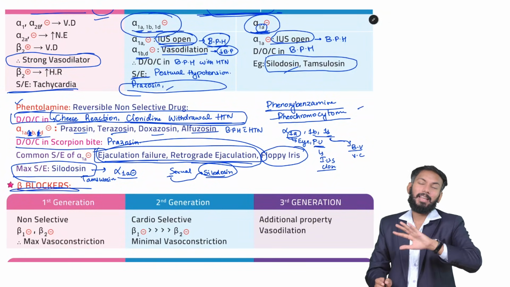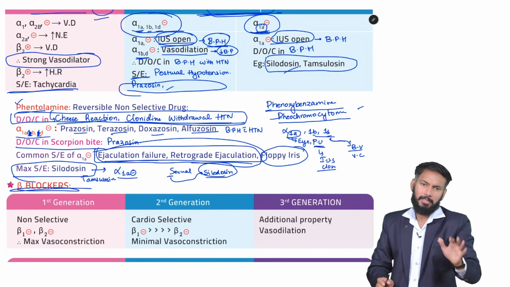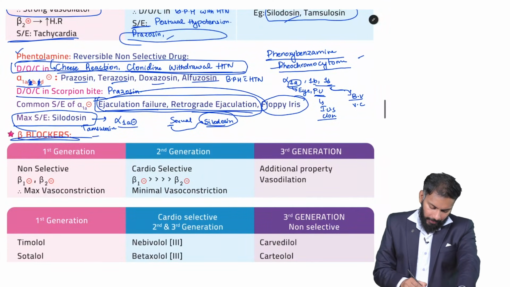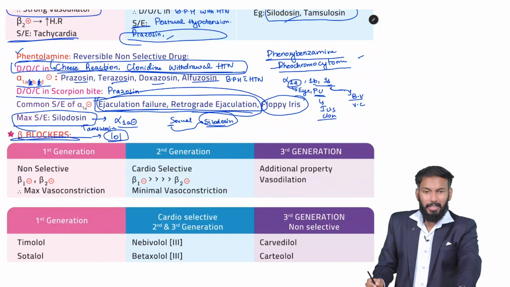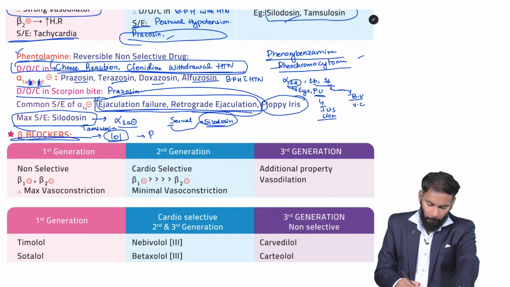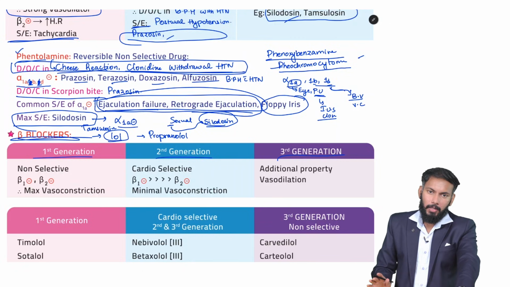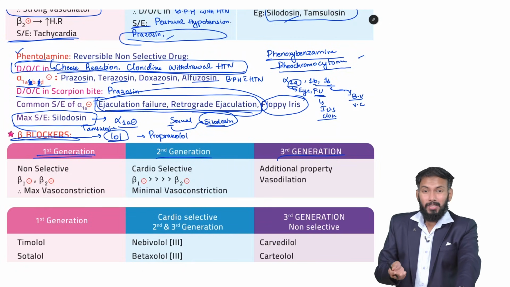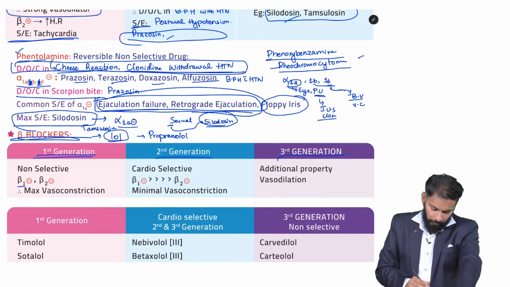Beta blockers you'll study everywhere in the cardiovascular system. All of these end with the name "lol". Any -lol is a beta blocker. The first drug we made, that is the prototype drug, is propranolol. In this we have 3 generations of drugs. What are they? First generation means it is non-selective. Obviously it will block both beta 1 and beta 2.